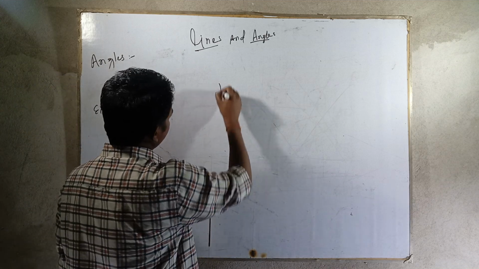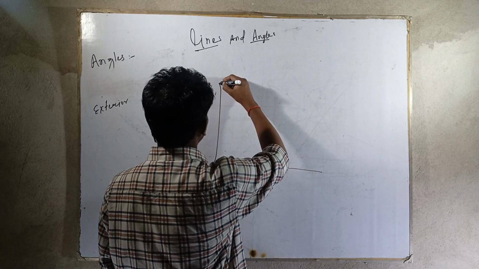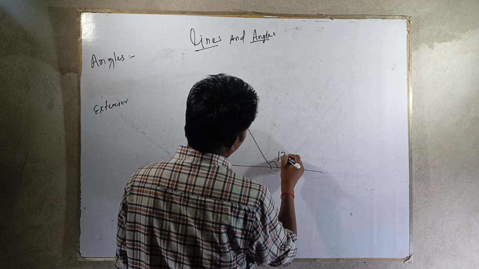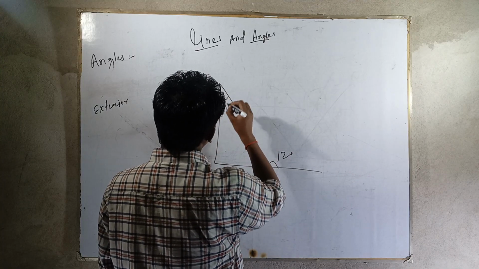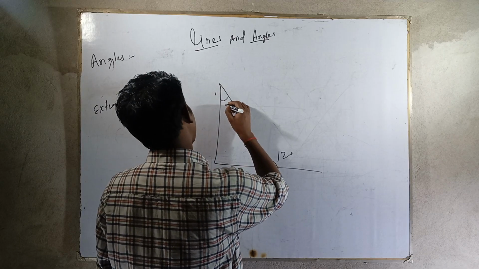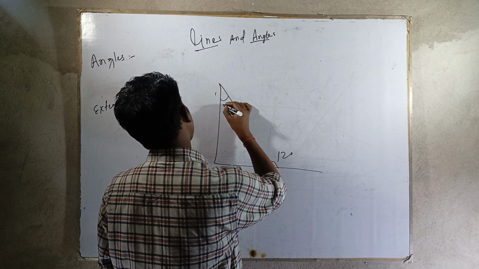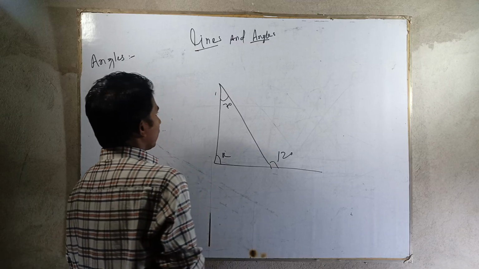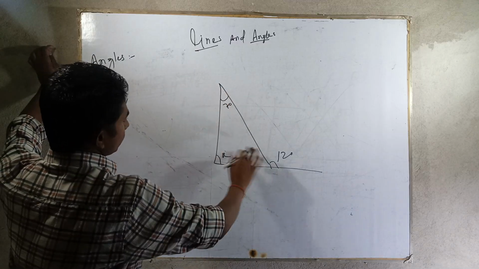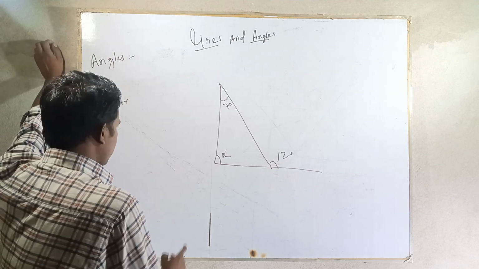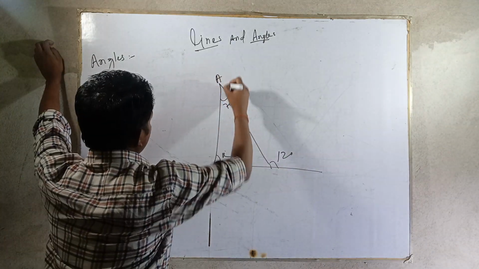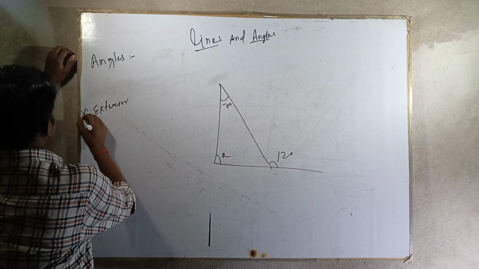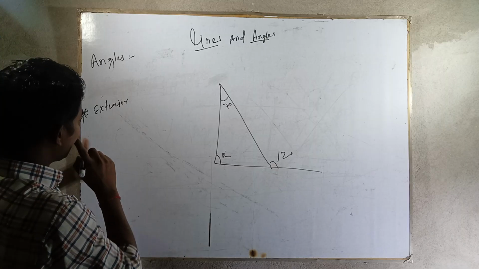Exterior means, when a triangle is made and one of its angles is suppose 120, and another angle is 70 degree, then what will be the value of this angle? So the exterior angle is always, so this is the exterior angle. In this figure we understand that I should not name this interior, either interior or external.